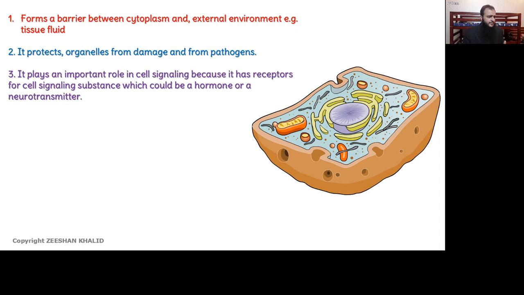Okay, so it plays an important role in cell signaling because it has receptors for cell signaling substances, which could be a hormone or a neurotransmitter. Again, we look at details later. Point number 4, it acts as a cell surface antigen by doing cell recognition.